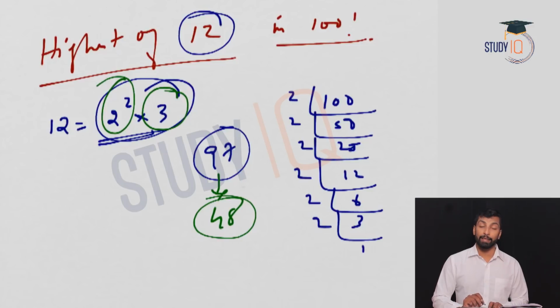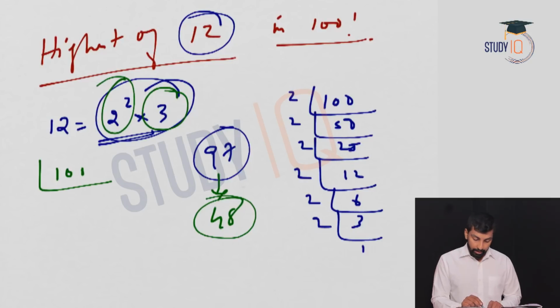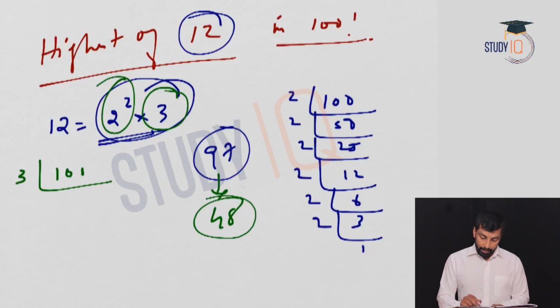Now let's see how many 3's will be there. Okay. So how many 3's will be there? Let's divide 100 by 3 again. We have already seen this anyway. You get 33.